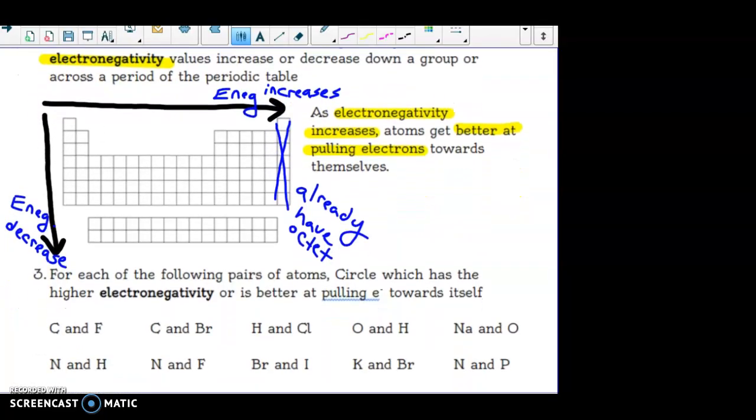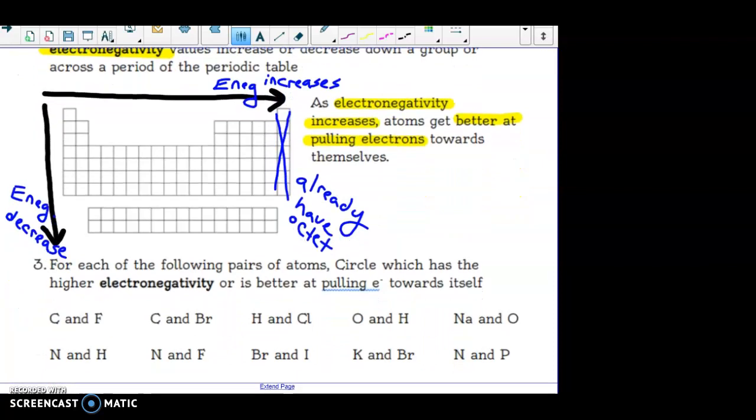So, take a moment. We're going to pause the video real quick. Below, there are 10 pairs of elements. All you want to do is look through each pair of elements, and based on what we just saw, the general trends in electronegativity, decide which of the two should have a higher overall electronegativity value. So take a moment, work through the problem, pause the video, and see how this goes.